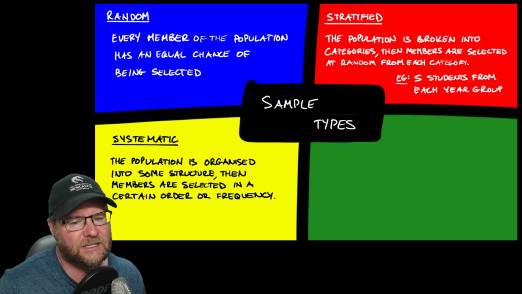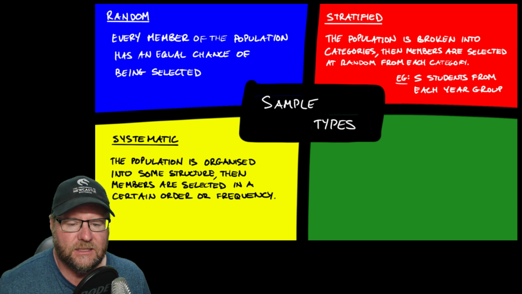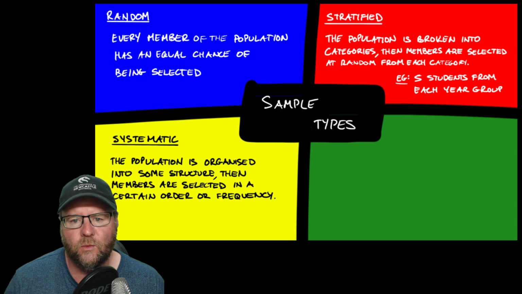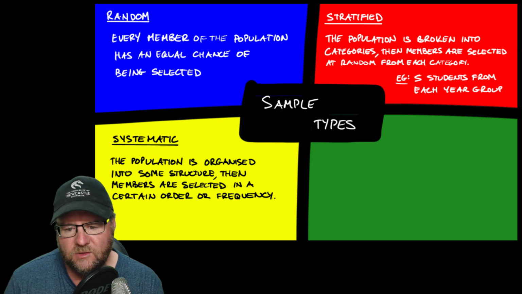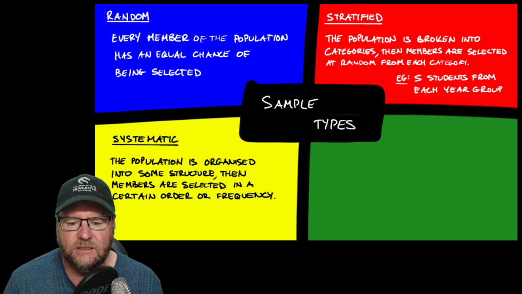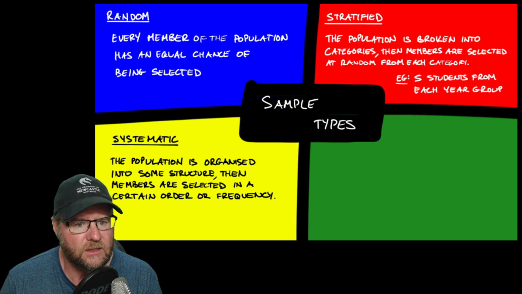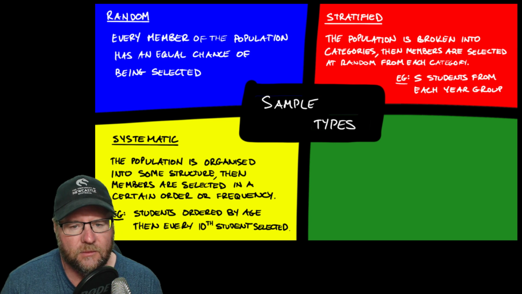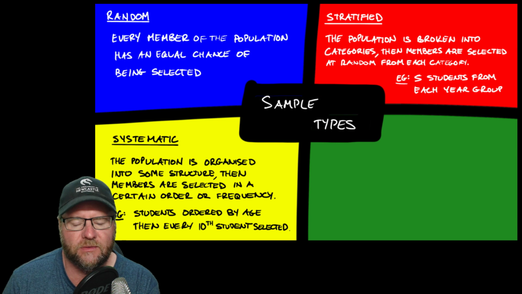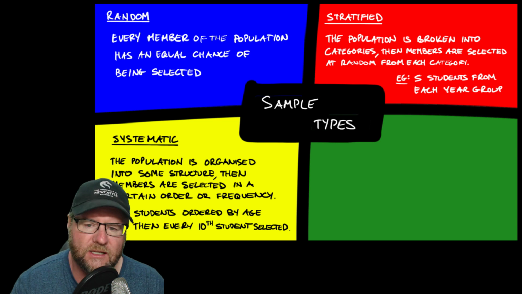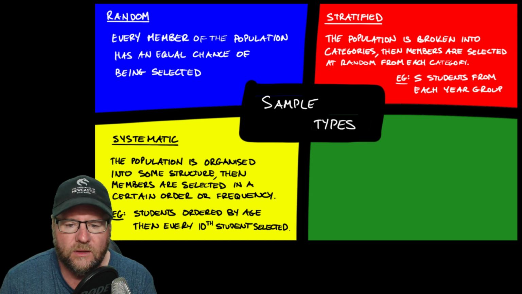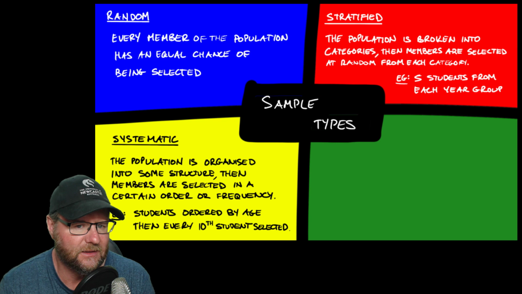I could do a systematic sample. In a systematic sample, the population is organized into some kind of structure, and then we'll take some members selected in an order or a frequency. So, for example, if we were talking about our school example, I might just order them all by their age, from the youngest to the oldest. And then I'm just going to take every 10th student on that list. So I've organized them into a structure, and then the frequency I've taken, every 10th one. So that's what we call a systematic sample type.